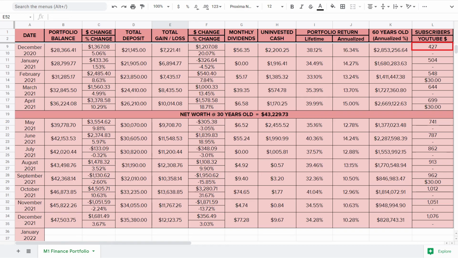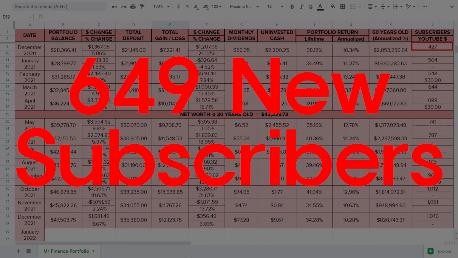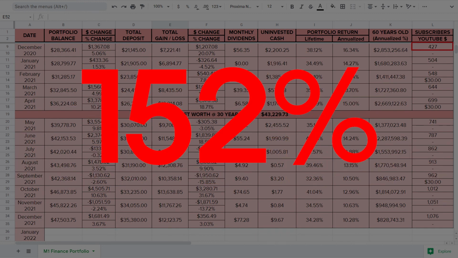At the start of 2021, the channel just had 427 subscribers, but it finished off strong, adding 649 new subscribers, a growth of 152%.